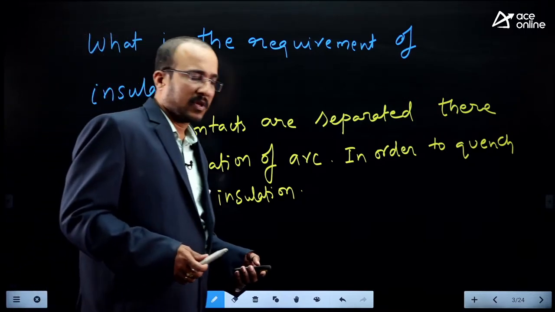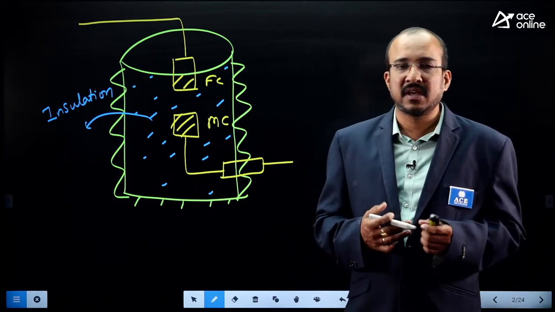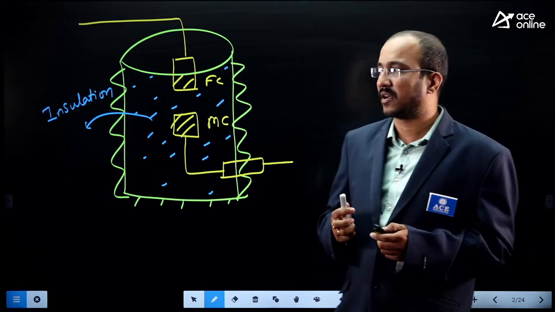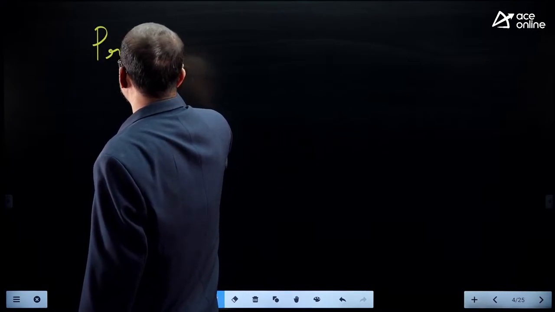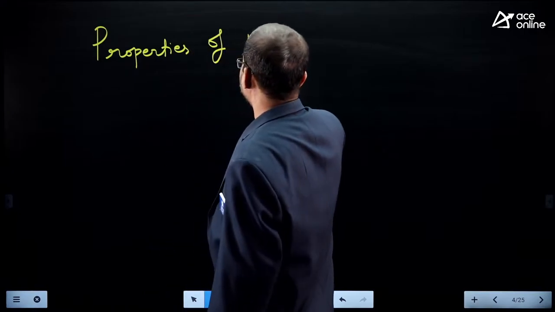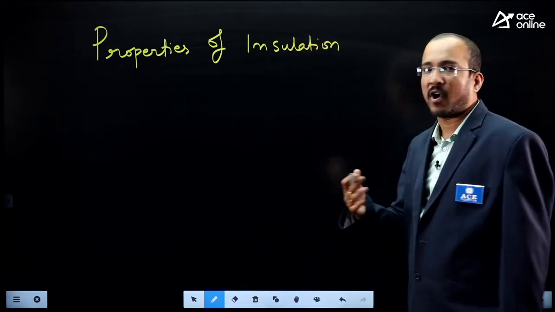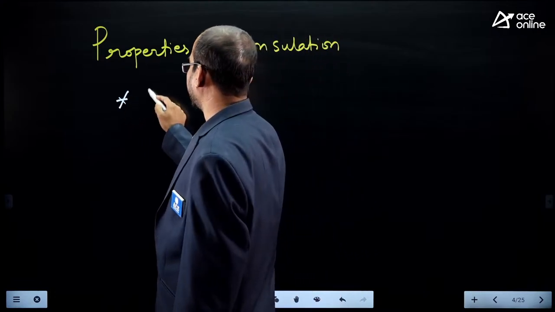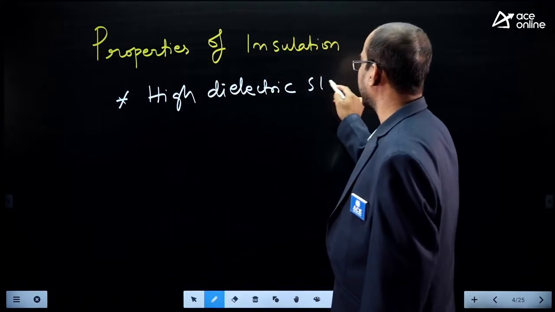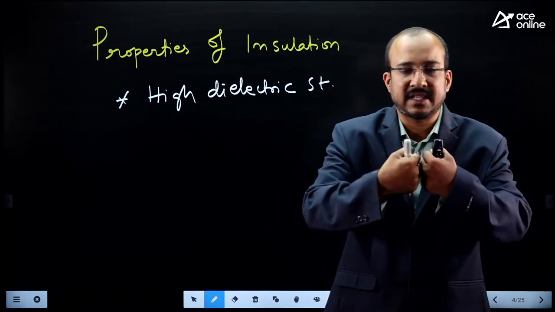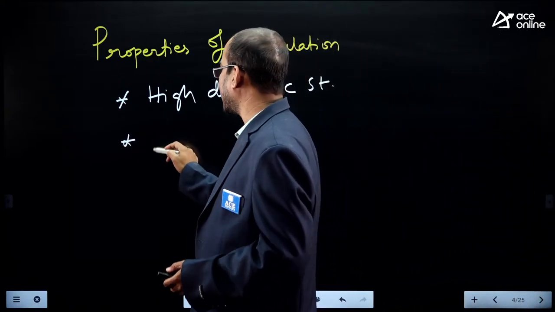Insulation. So, the insulation which is used in a circuit breaker should have what properties? It should have high dielectric strength. The dielectric strength should be very high so that the spacing required for contact separation will be less. And it should have heat dissipation capability.